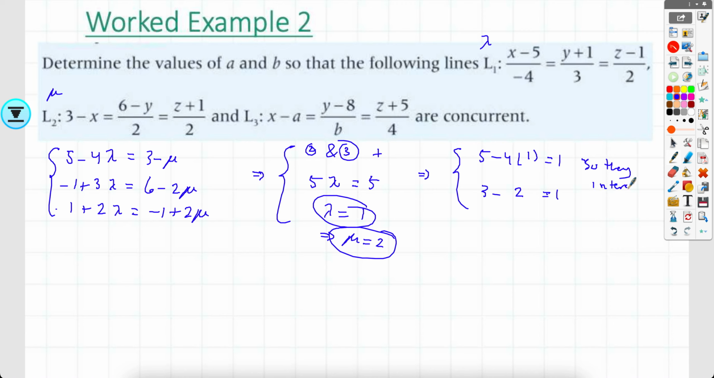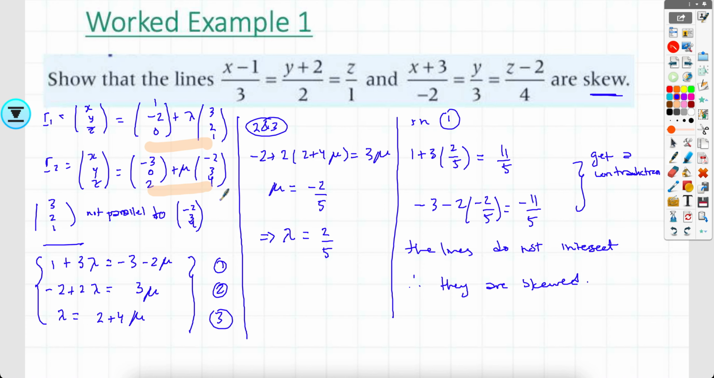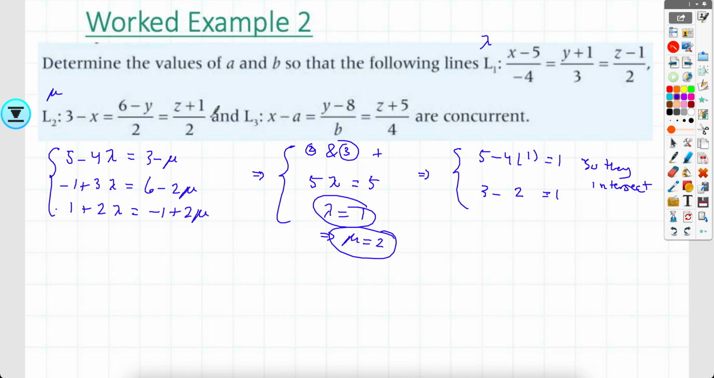Okay, it's great, they intersect, but at what point do they intersect? By the way, we could start with proving they're not parallel in this question as well. I'm just skipping to the part where we're trying to prove they intersect. So they intersect, but at what point? Once I find that point, then I could fit it into line 3, because I'm trying to make them concurrent here. So I have the lambda and mu. I can pick either. I'm just going to pick lambda because it's easier.